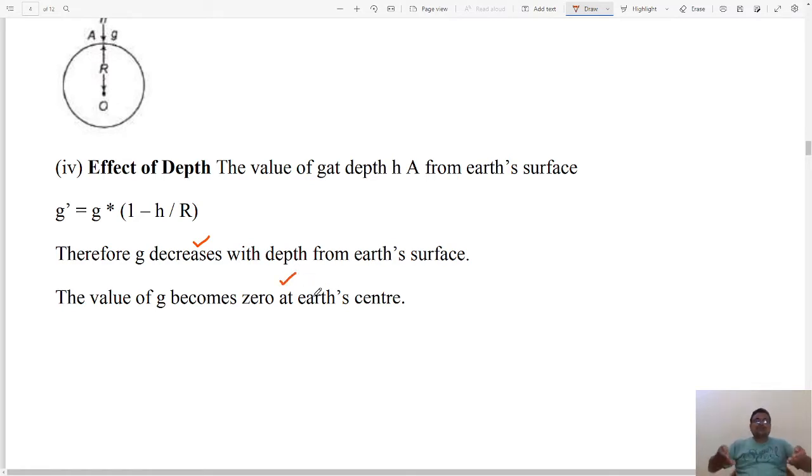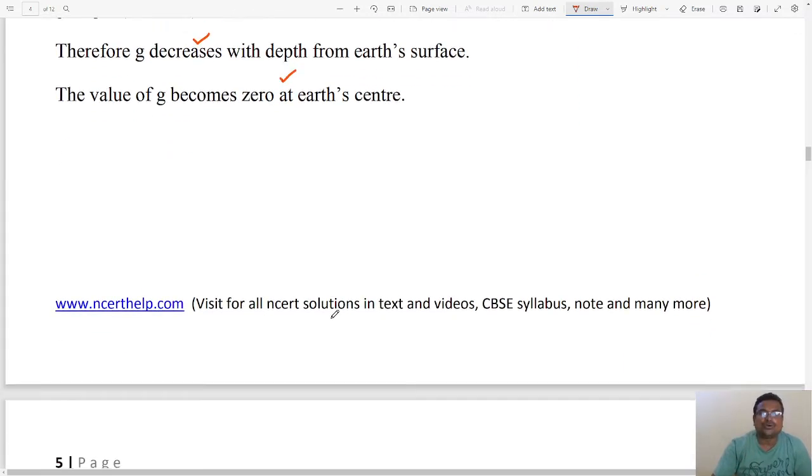As from the earth, if we are going up, g value decreases. From ground level, if we go inside the ocean, again at a depth, g value decreases. At the center of the earth, the whole mass is zero, so g value also becomes zero.